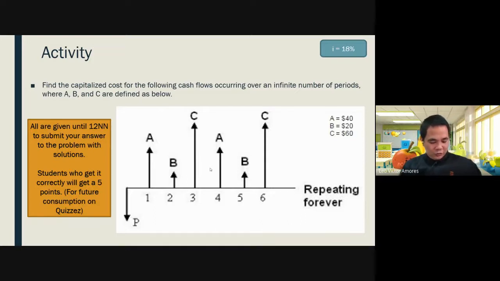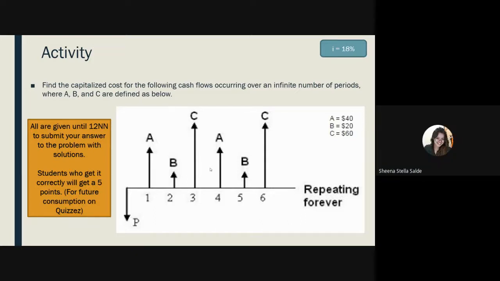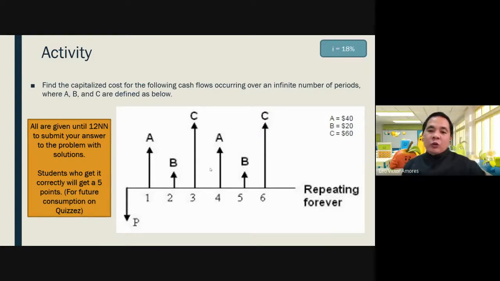Sir, for C, the $60, do we assume infinity, or for all? The cash flow goes all throughout forever. So on the 7th year, 40. On the 8th year, 20. On the 9th year, 60. Or do you need any clarification with regards to the problem?